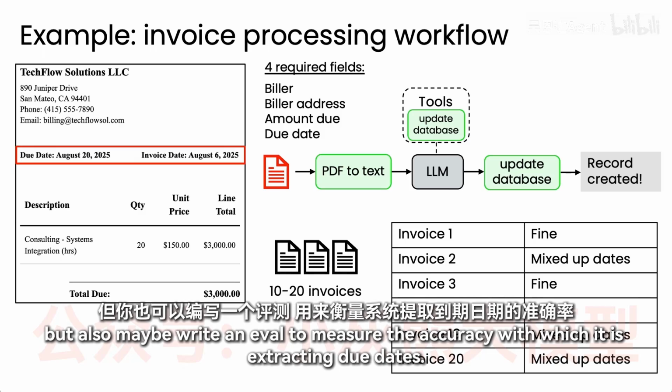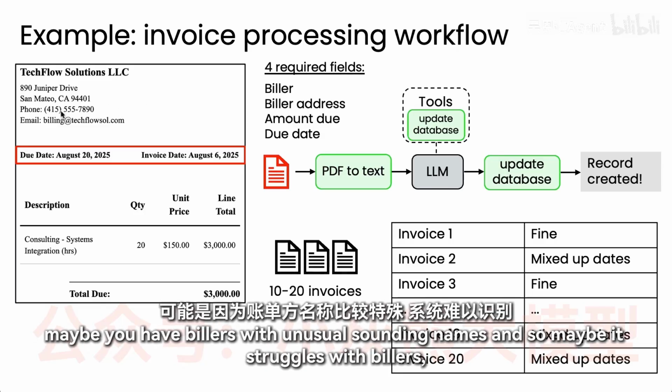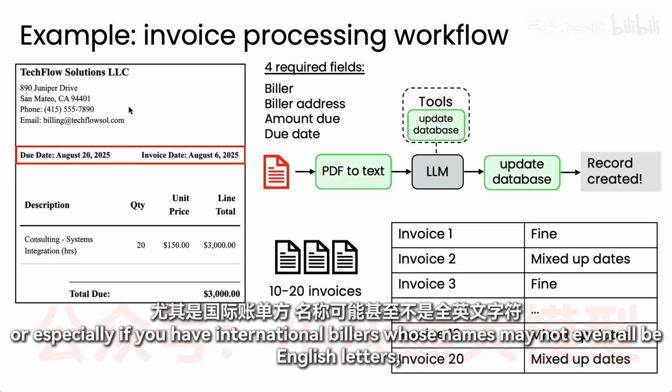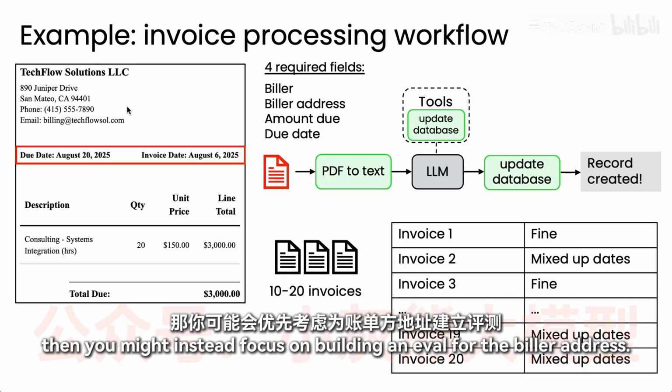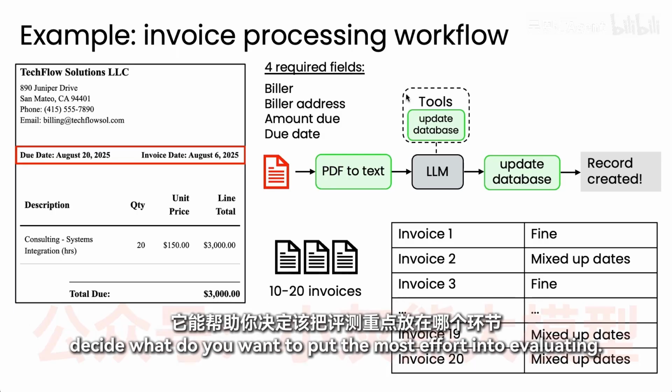In comparison, if you had found that it was extracting the biller address incorrectly, who knows, maybe you have billers with unusual sounding names, and so maybe it struggles with billers, or especially if you have international billers whose names may not even all be English letters. Then you might instead focus on building an eval for the biller address. So one of the reasons why building a quick and dirty system and looking at the output is so helpful is it even helps you decide what you want to put the most effort into evaluating.